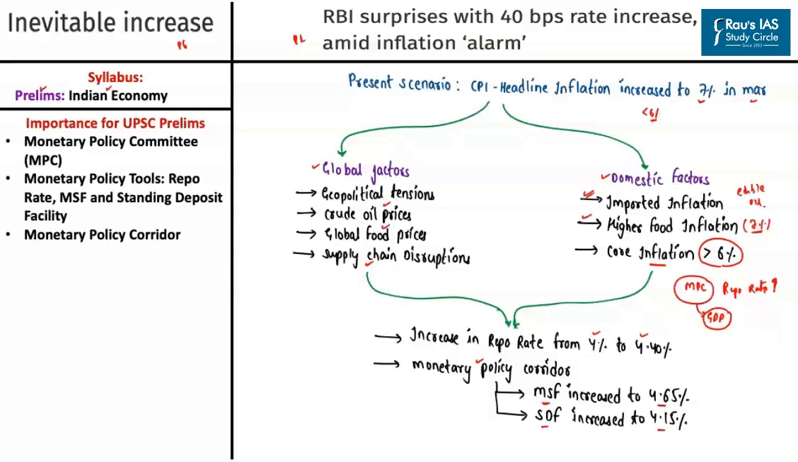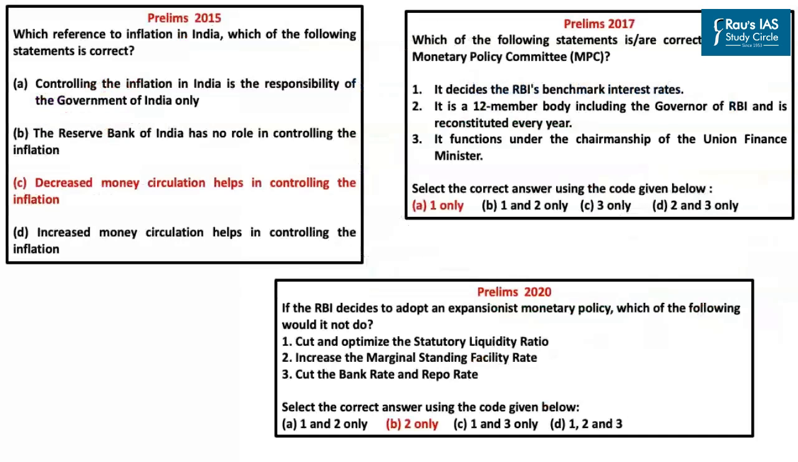The question is, in what way can we expect questions in the UPSC prelims examination? For that, you need to have a look at the previous year prelims questions. If you have a look at the question asked in prelims 2020, the question was: if the RBI decides to adopt an expansionary monetary policy, which of the following would it not do? Similarly, in prelims 2017, there was a question related to the Monetary Policy Committee.